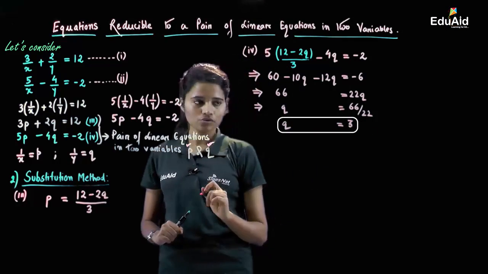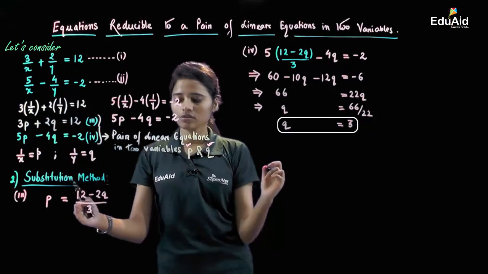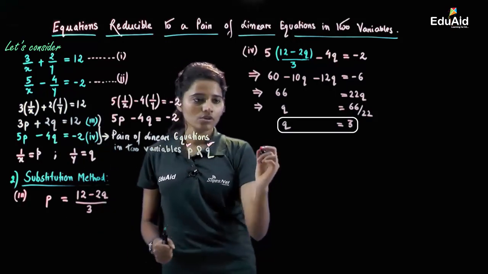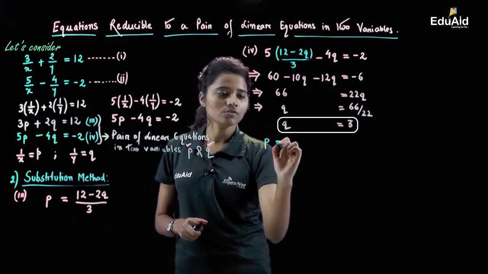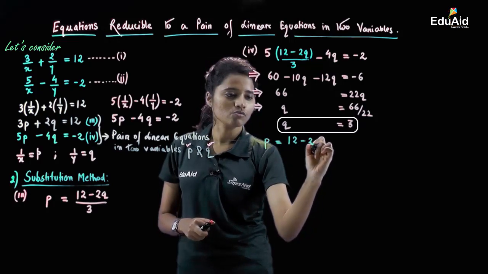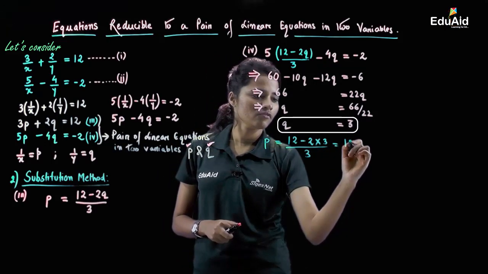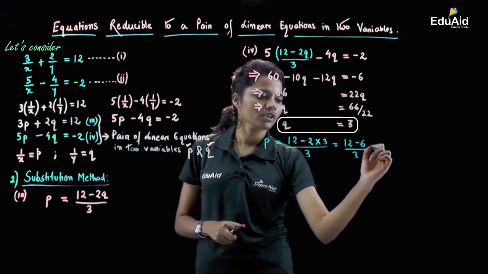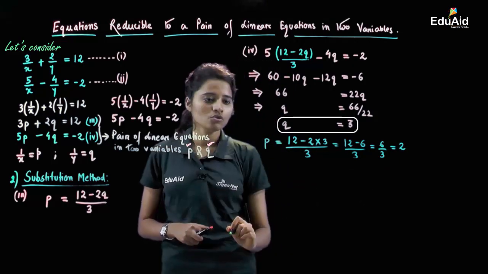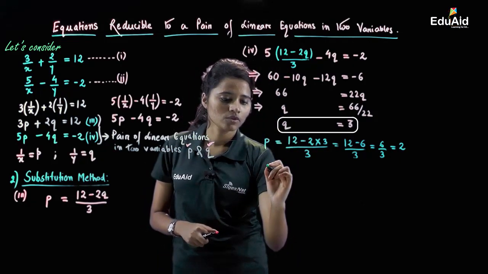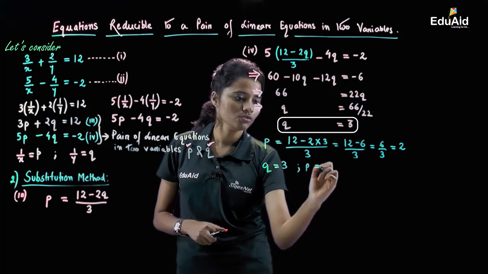Okay, now when q is equal to 3, we can either take out the value from here or from here. So here, from this, we'll have p is equal to 12 minus 2, what is q, into 3 divided by 3. So this is 12 minus 6 divided by 3, which is equal to 2. So what we got? We got q is equal to 3 and p is equal to 2.